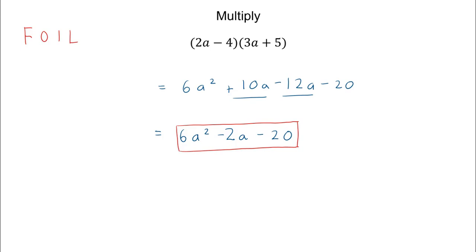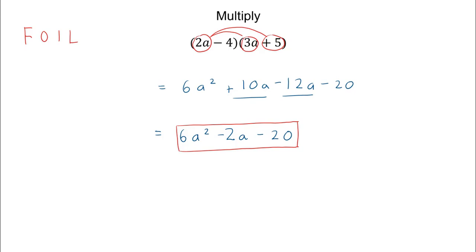So the F in the FOIL stands for first. And that's just a reminder that we need to multiply the first term in the first binomial with the first term in the second binomial. And then the O stands for outer. And that's just a reminder that we need to multiply the outer terms of this expression. Well, the outer terms are the 2a and the plus 5. Those are the two outer terms.